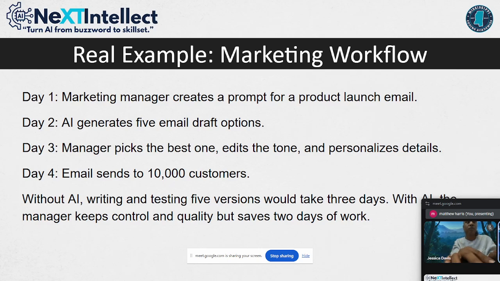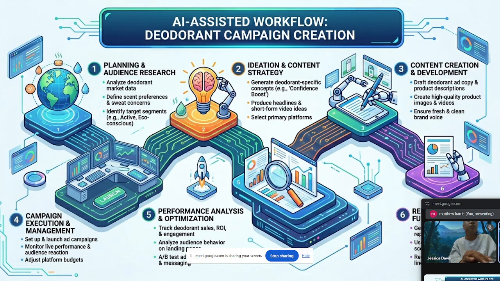So a real example of a marketing workflow would be a marketing manager on the first day creates a prompt for a product launch email, then gets 5 email draft options. The manager picks the best one, edits the tone, personalizes details, and then sends to 10,000 customers. But without AI, writing and testing 5 versions could take, of course, much longer. So it's saving that person ideally a couple of days' worth of work that it would have taken beforehand.